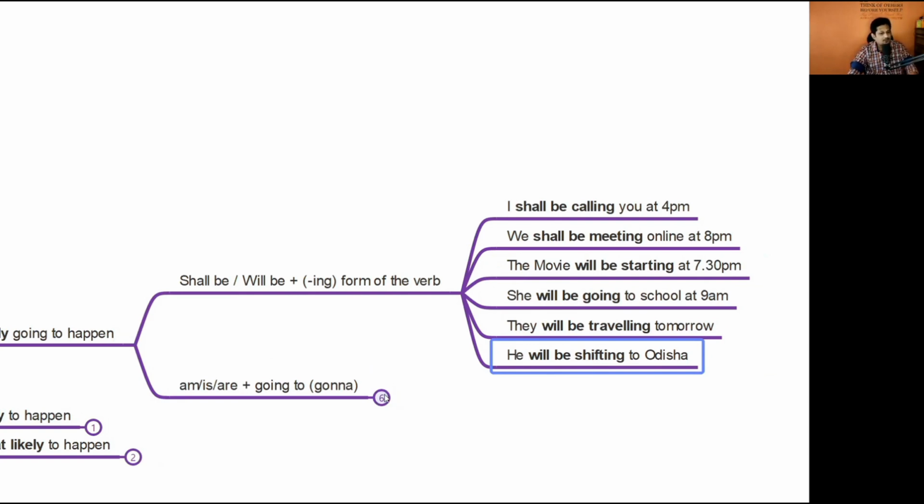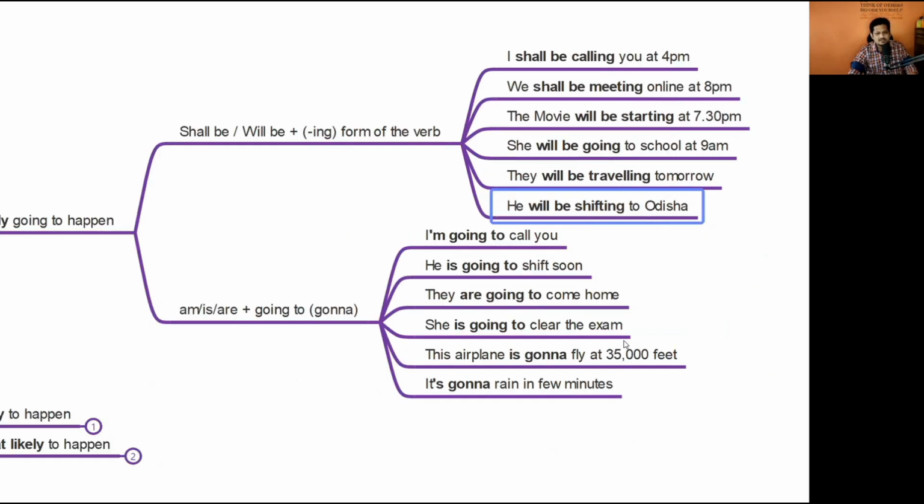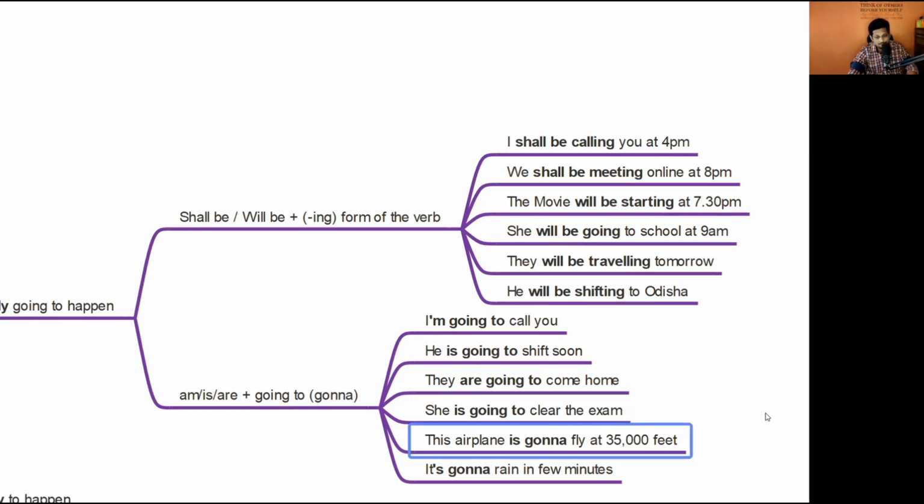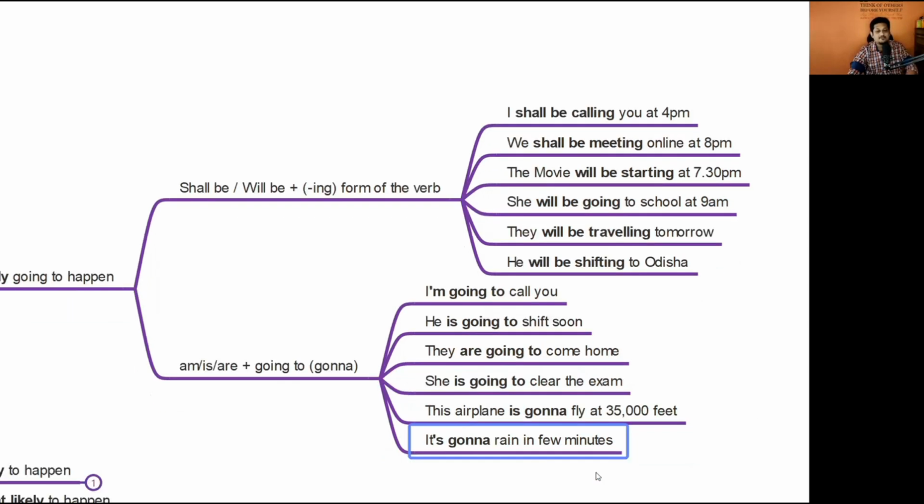Now, how to use going to? It's very simple. Instead of saying I shall be calling you, you can say I'm going to call you at 4 p.m. He is going to shift soon. They are going to come home. She is going to clear the exam. The airplane is going to fly at 35,000 feet. It is going to rain, or you can say it's gonna rain.